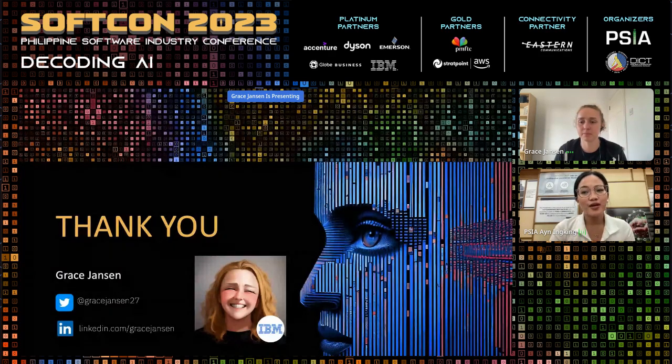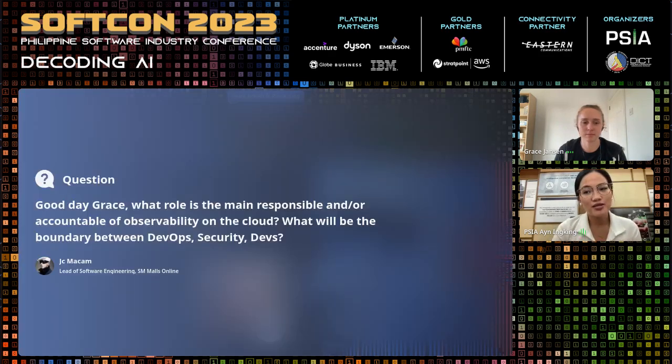Let me read some of them from JC. What role is the main responsible or accountable for observability on the cloud? What will be the boundary between DevOps, security, and dev?